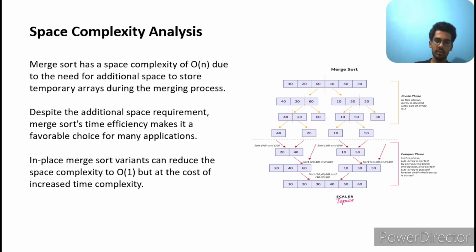Despite the additional space requirement, merge sort's time efficiency makes it a favorable choice for many applications. In-place merge sort variants can reduce the space complexity to theta 1, but at the cost of increased time complexity. The time complexity increases when the space complexity decreases.